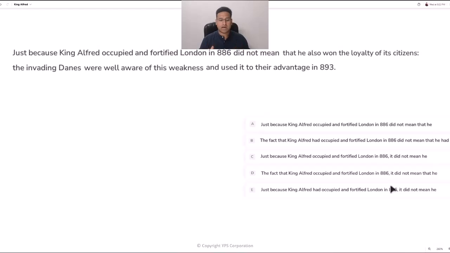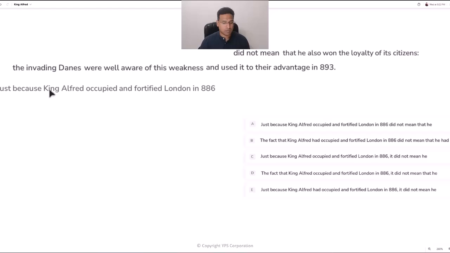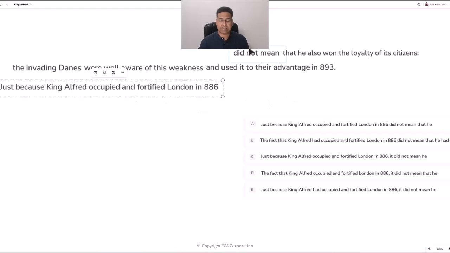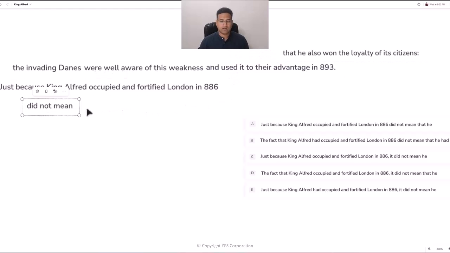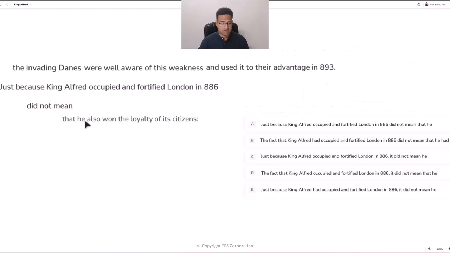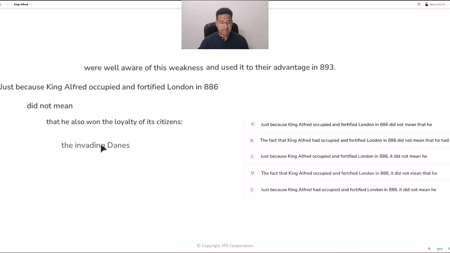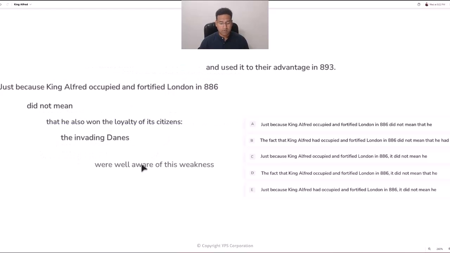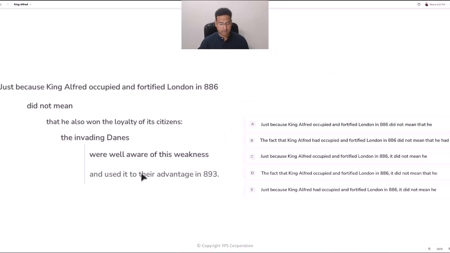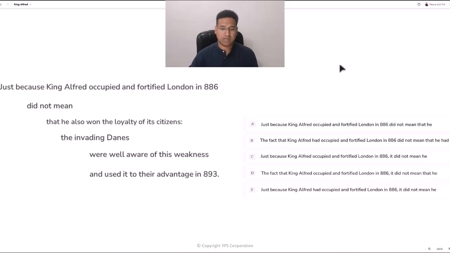All right, so let's quickly start with sentence structure analysis. So just because King Alfred occupied and fortified London in 886 did not mean, all right, very interesting, did not mean is a verb, did not mean something, all right. The invading Danes were well aware of this weakness and used it to their advantage. See how easy that was, right? Let's quickly get our bullet points here.